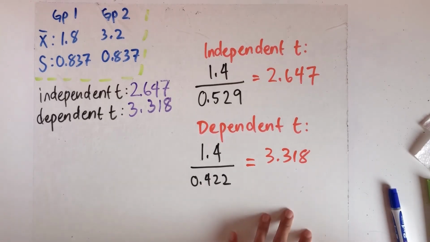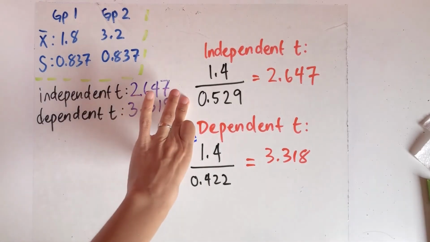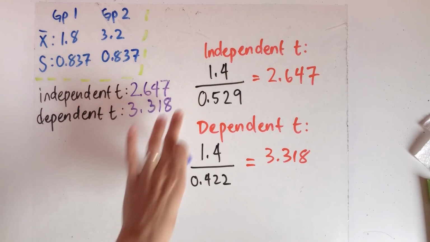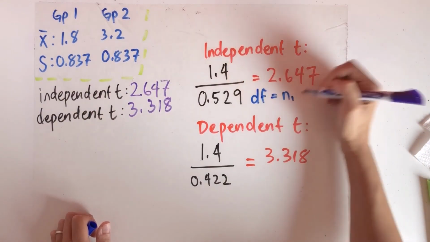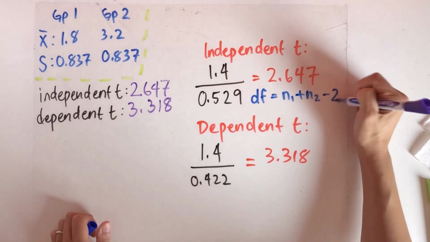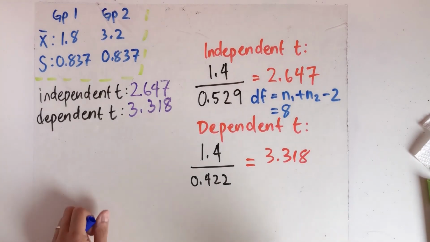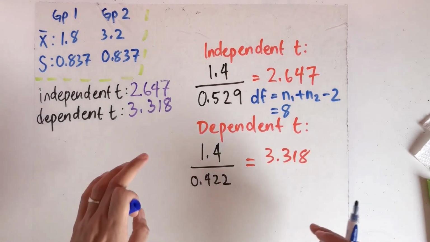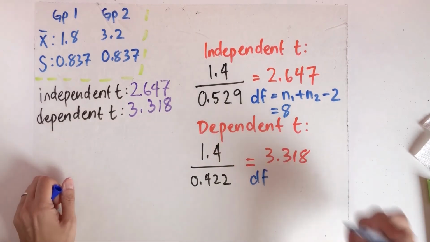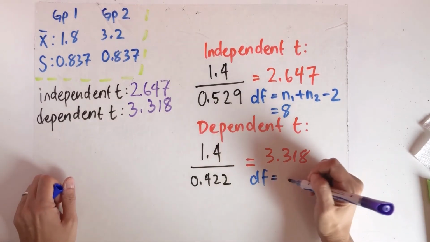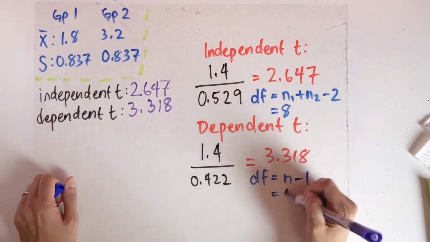So one last thing to keep in mind here are the degrees of freedom associated with these two tests. For an independent t-test, the degrees of freedom are equal to n1 plus n2 minus 2. So in this case, 5 plus 5 minus 2 gives us 8. However, for the dependent t-test, there are only 5 participants. So the degrees of freedom associated with that end up being n minus 1. And that's just equal to 4.